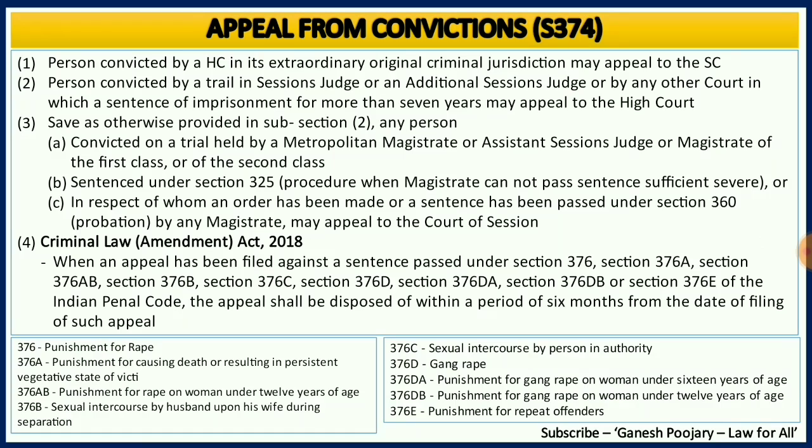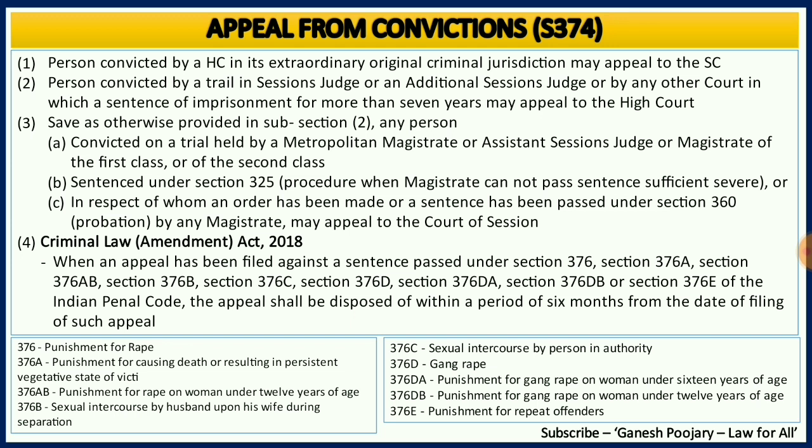While section 373 discusses appeals from orders, section 374 goes a little further and discusses appeals from convictions. Here the conviction has already been completed. In that case, can there be any appeal? There are 4 important provisions, and the first provision deals with a person convicted by a High Court in its extraordinary original criminal jurisdiction, who may appeal to the Supreme Court. So here the person got convicted by the High Court and he may appeal to the Supreme Court.